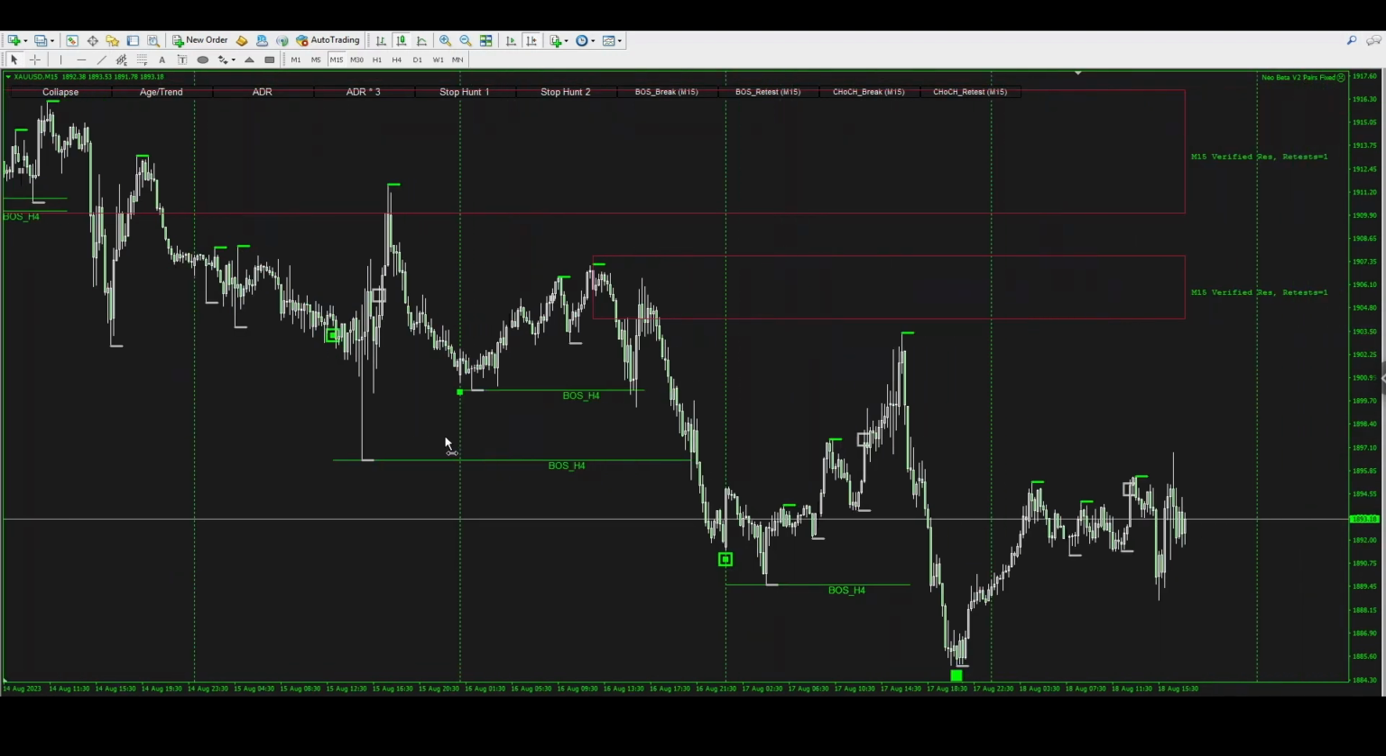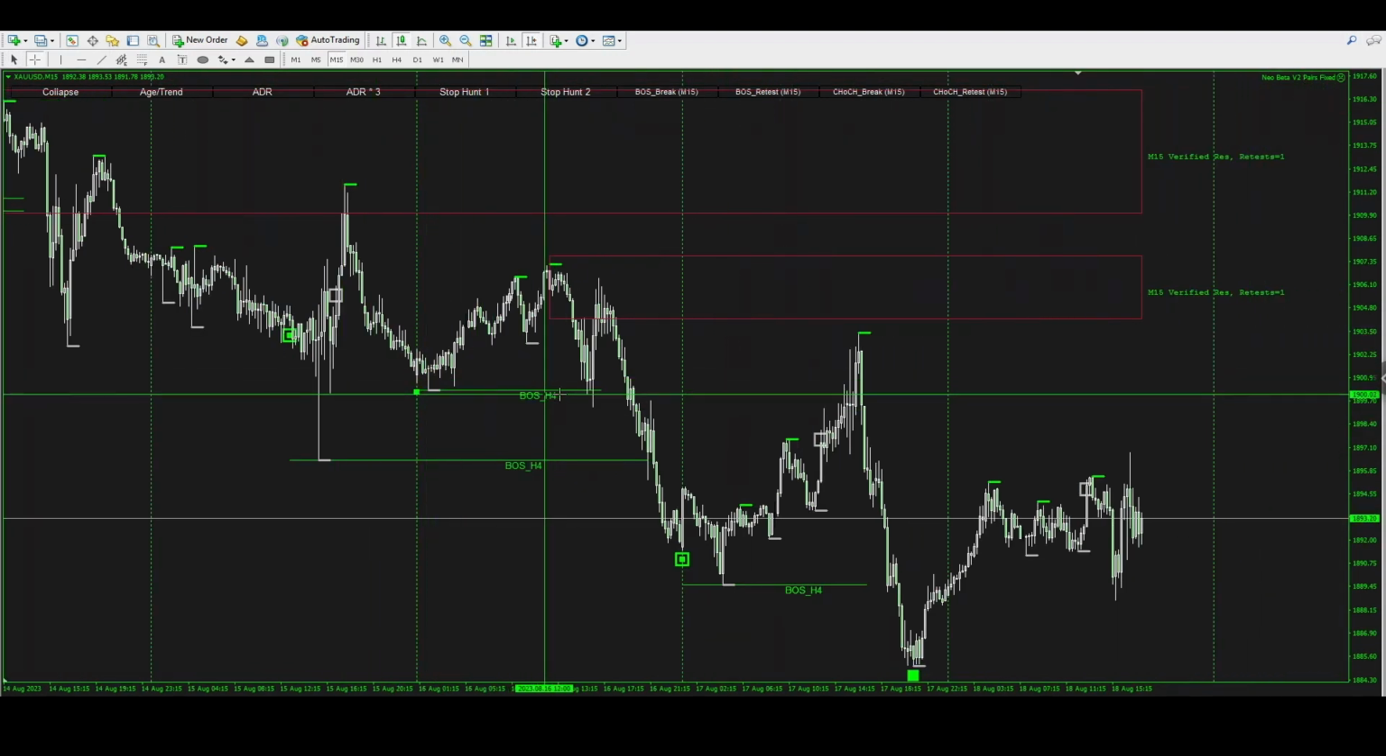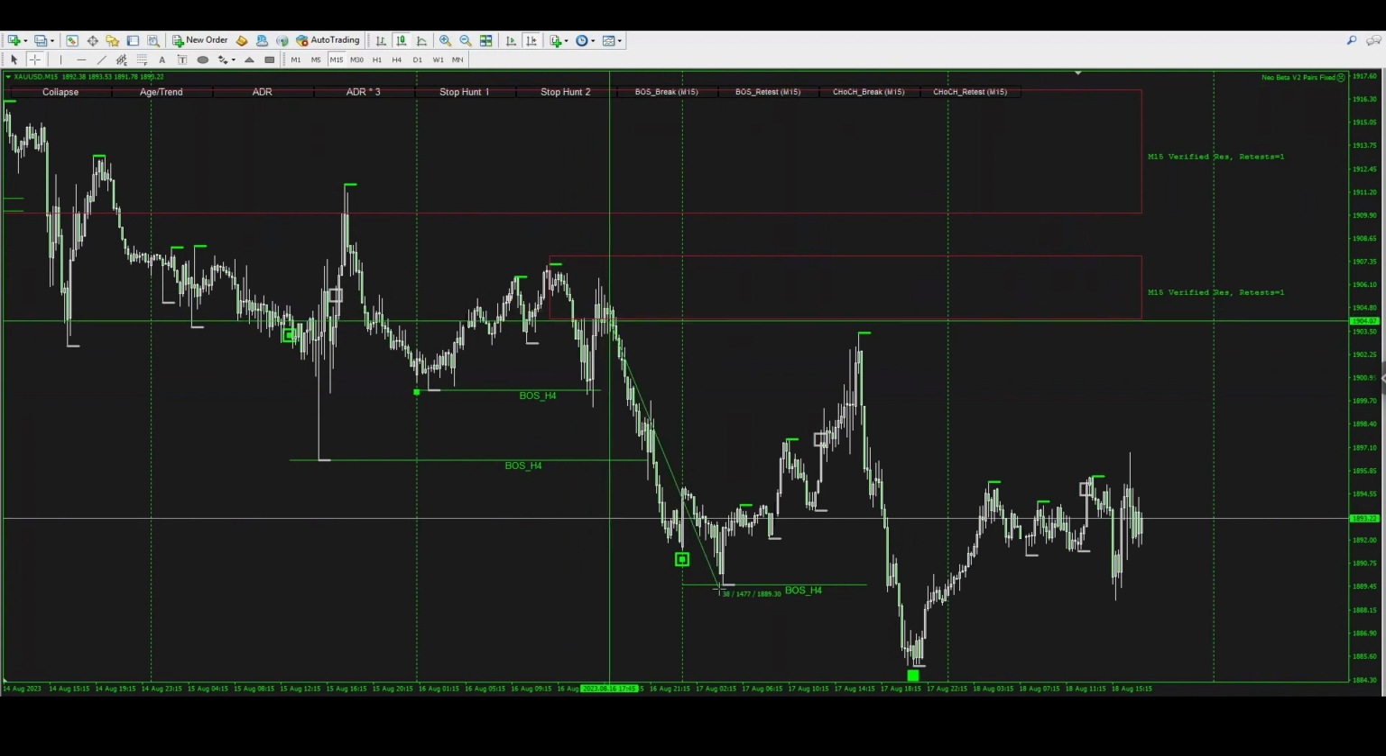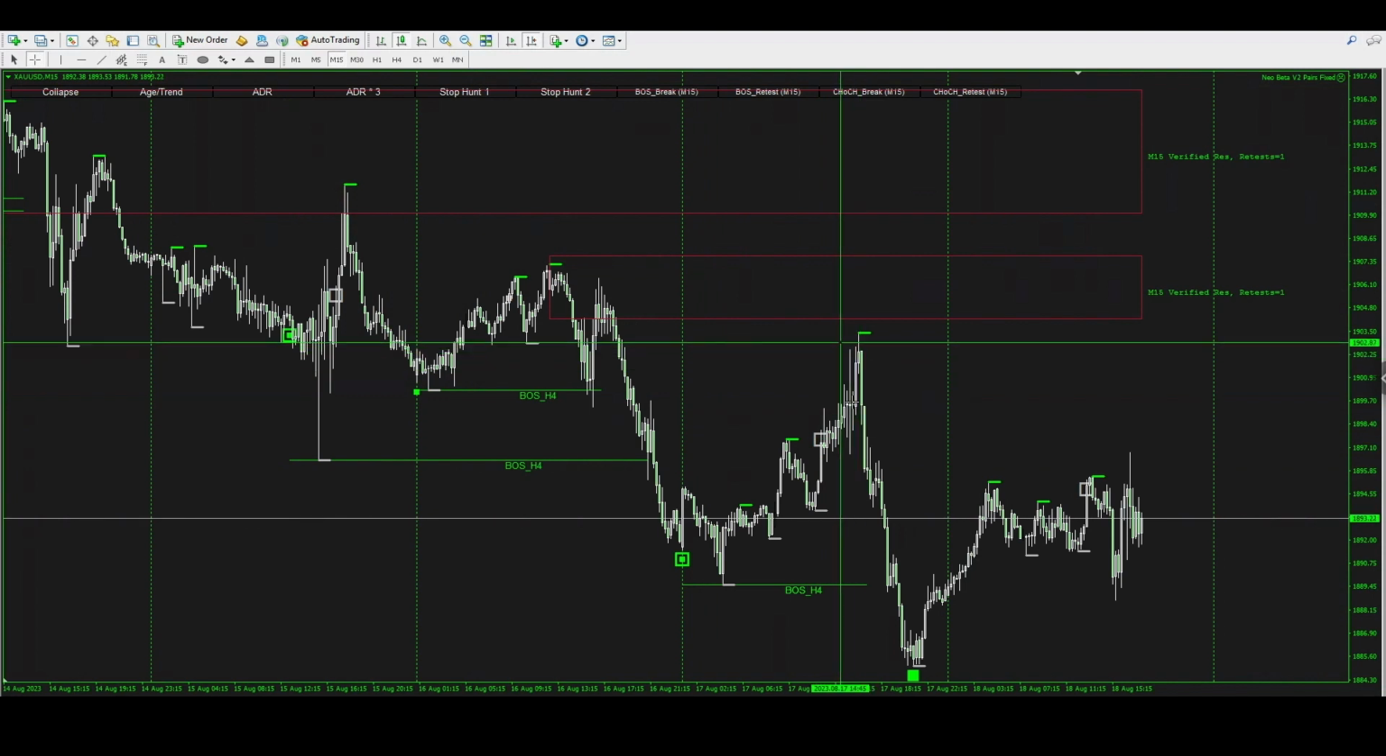Very powerful these setups have been. Again, you had a 4-hour break of structure here, you had a pullback to this level, and now look at the sell trade. Again, you had another 4-hour break of structure here. Price action came to about this level here.